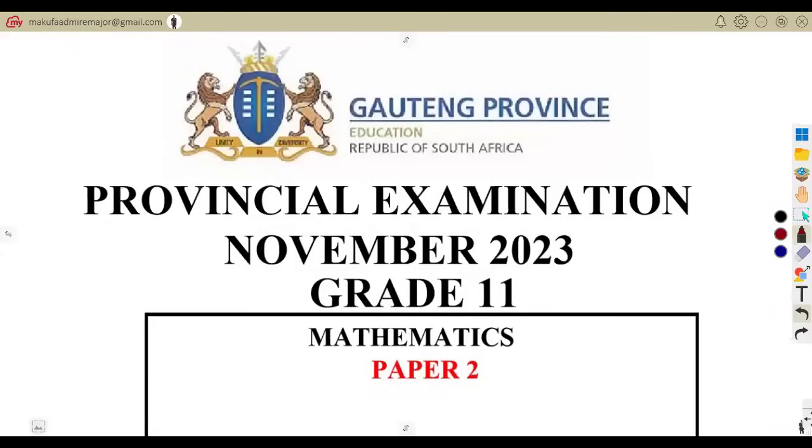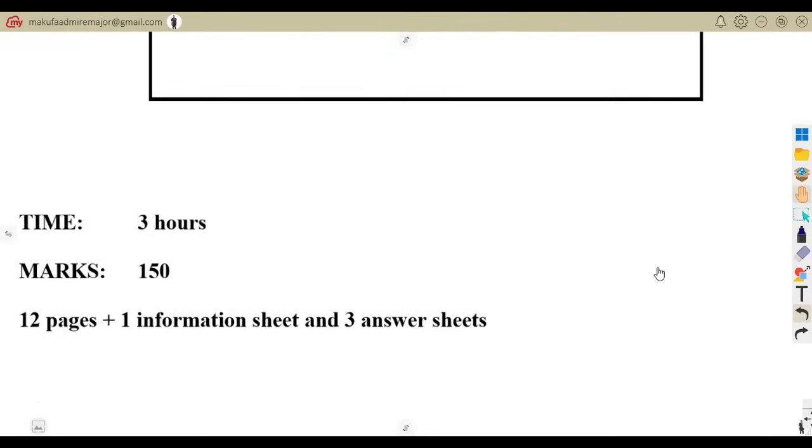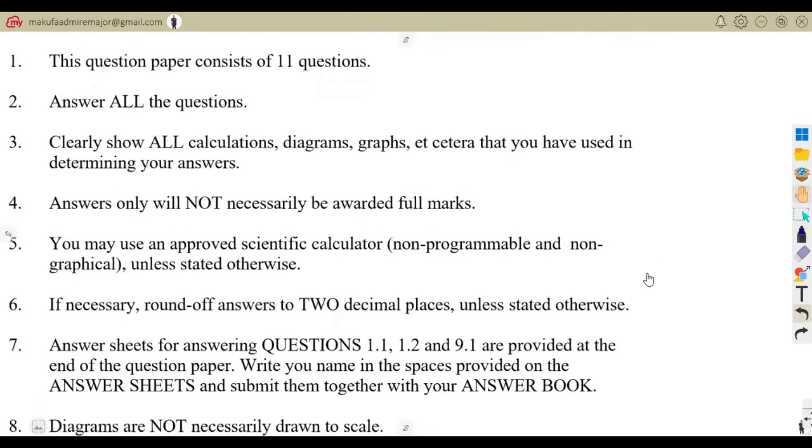So in this case, we need to consider our typical exam question again for our paper two, as we are preparing for our exams that are ahead of time. This is the November 2023 exam paper two that we are going to look into. As you can see, guys, it was a 3-hour paper out of 150. So make sure that you go through the instructions and the information as you are given.